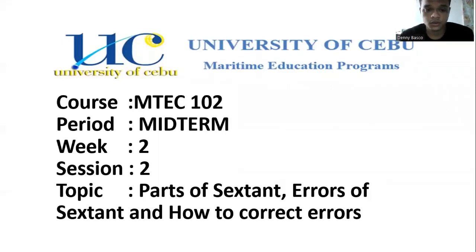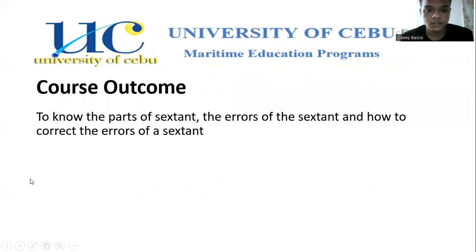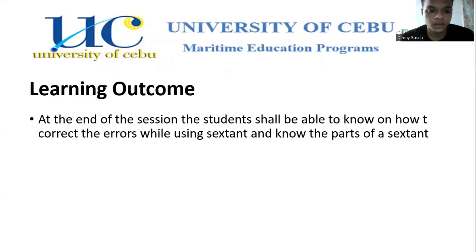Our course is MTEC 102, midterm period, week 2, session 2, and the topic for our video reporting is the parts of the sextant, errors of the sextant, and how to correct the errors of a sextant. The course outcome is to know the parts of the sextant, the errors of the sextant, and how to correct them. Learning outcome: at the end of the session, the student shall be able to know how to correct the errors while using the sextant and know the parts of a sextant.